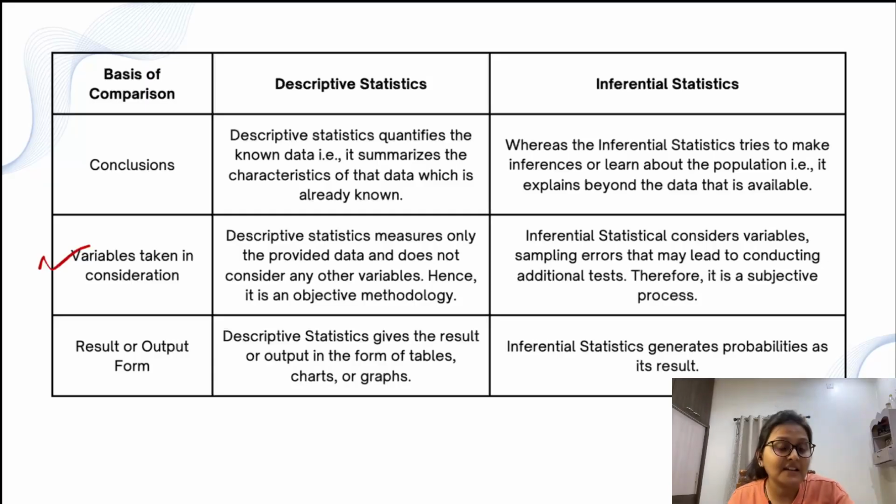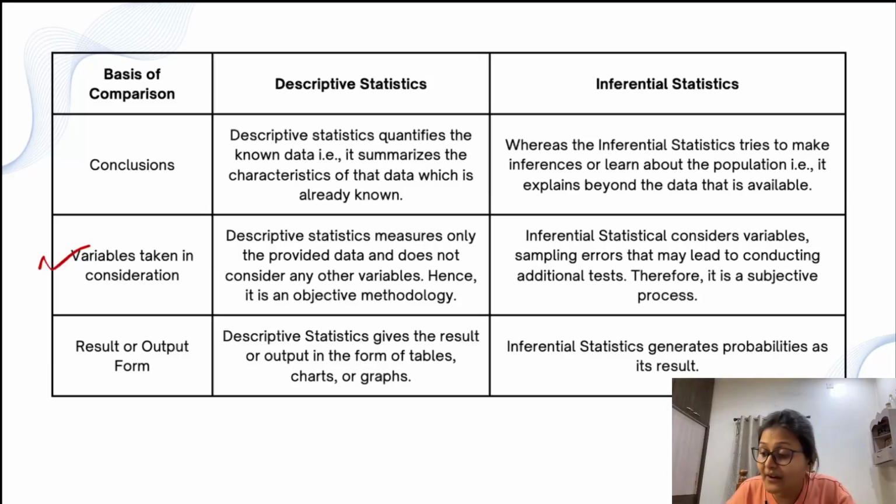Descriptive statistics measures only the provided data, and it is not going to consider any sort of variables. It is not going to consider any sort of sampling errors that might have occurred while collecting the data. If an interviewer approaches another person for getting the samples, for filling up the questionnaire, and at that particular point of time there is any sort of sampling error, that will not be taken into consideration under descriptive statistics.